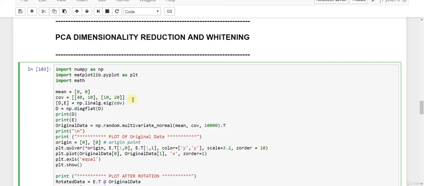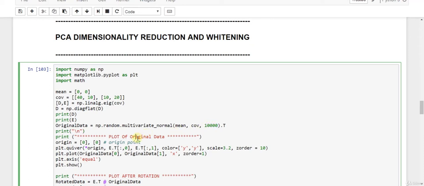Then I am defining the mean and covariance matrix of my original data. So the variance in the x direction is 40, the variance in the y direction is 20, and the covariance is 10. Here I am getting the eigendecomposition of this covariance matrix into two matrices, the diagonal matrix and the eigenvectors matrix. Then I am generating some random multivariate normal distribution, which is a Gaussian distribution, using this mean and this covariance matrix, and I am generating 10,000 data points.